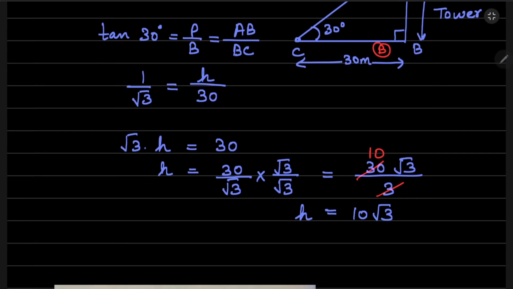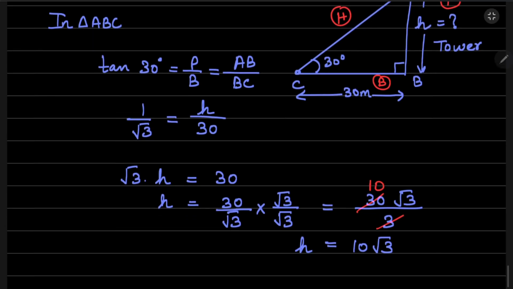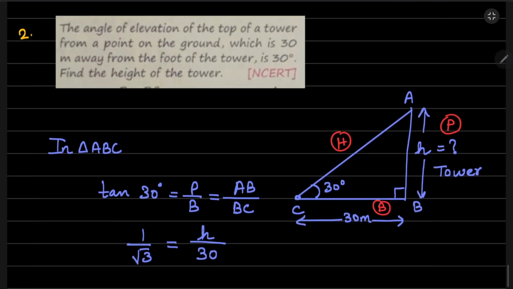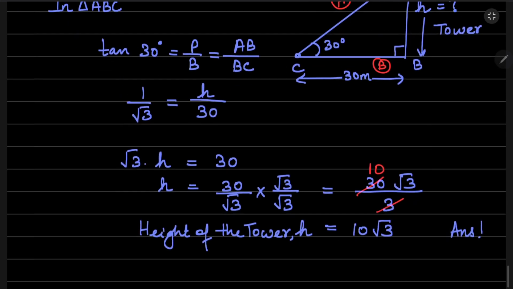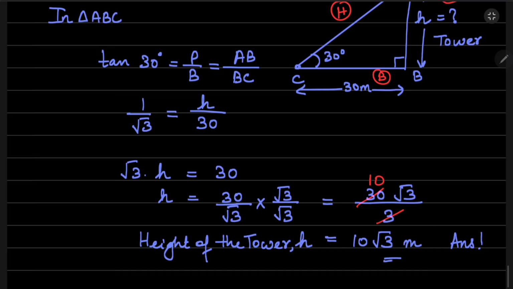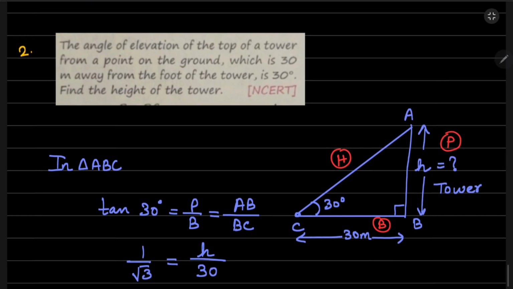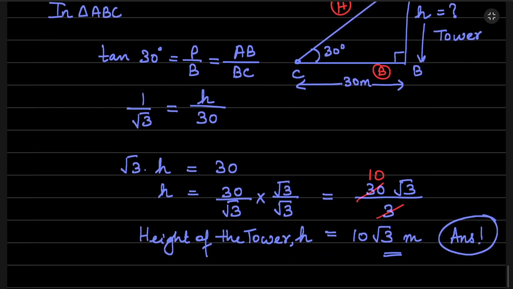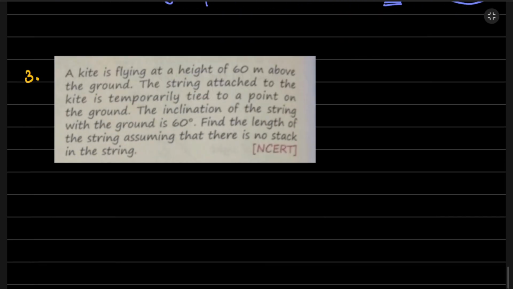This is your height. What is your height? H is nothing but the height of the tower. Okay, this is your final answer, 10 root 3. You are not asked to take root 3 as some value, so you can just leave your answer like this. But the unit is important. It is meters. And there goes your answer, 10 root 3 meters. I hope it's clear. Let's do the next question.